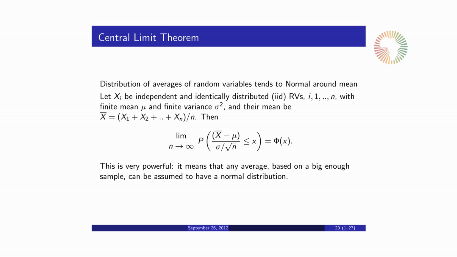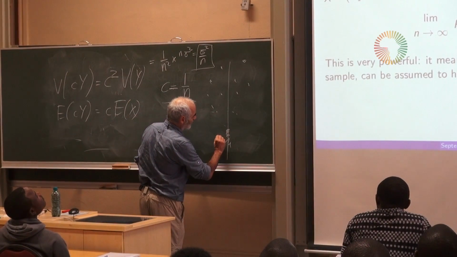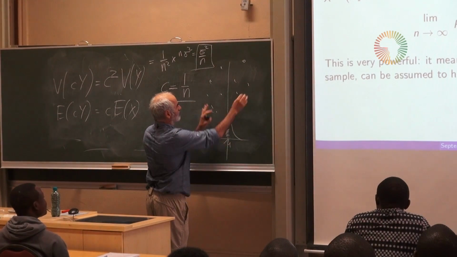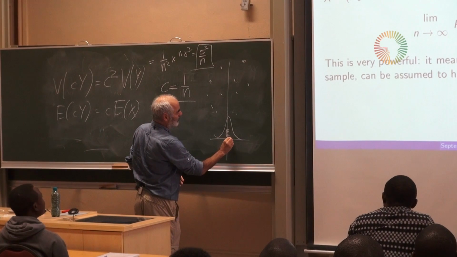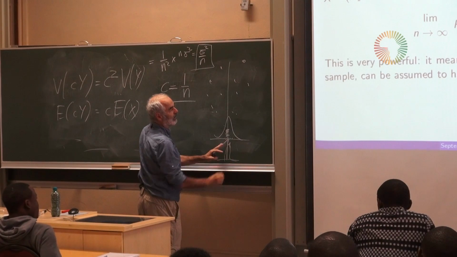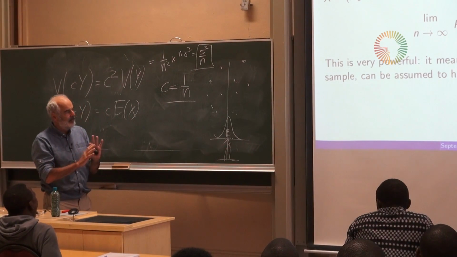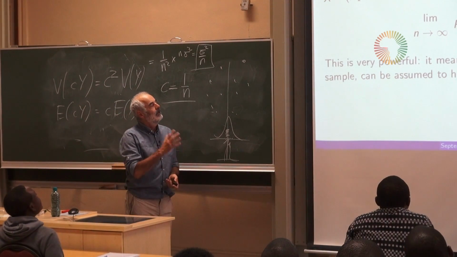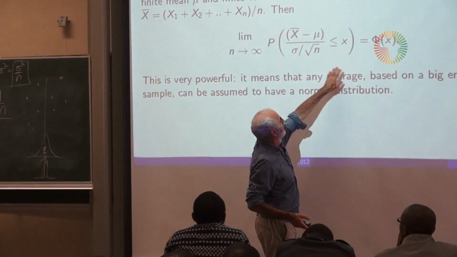It says not only does the average tend to mu, it tends to mu as a normal distribution around mu. All these averages end up, when I take the average, as if drawn from this. And this will get tighter and tighter and tighter. It says that if we take averages of any numbers coming from anywhere, in the end, they're going to look like a normal random distribution around the mean.